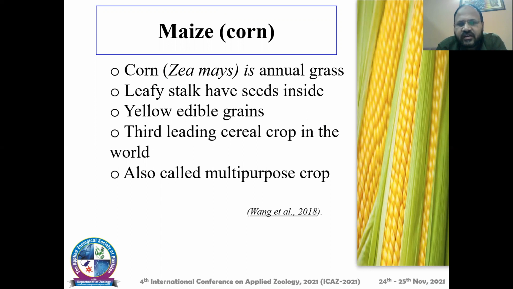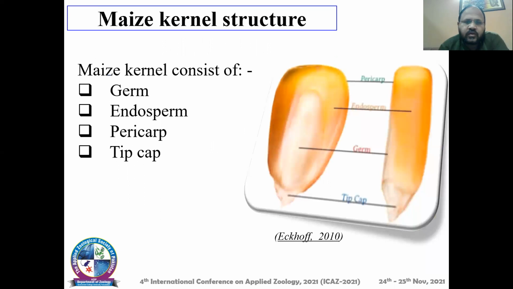Its leafy stalk bears yellow edible grains. It is the third leading crop in the world, and is also called a multi-purpose crop. If we want to discuss the kernel structure of the maize grain, it consists of four parts: first of all germ, endosperm, pericarp, and tip cap. Four parts are present in any maize kernel structure.